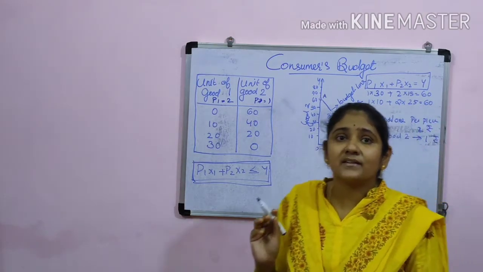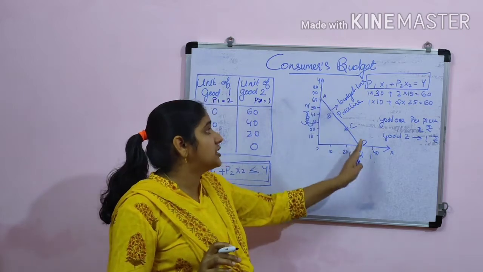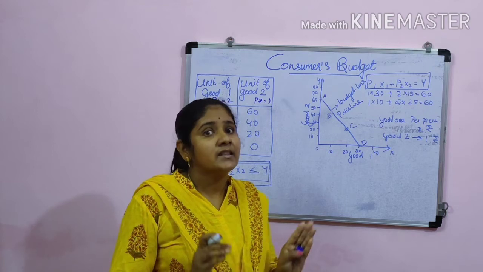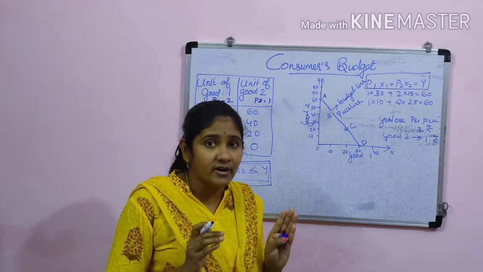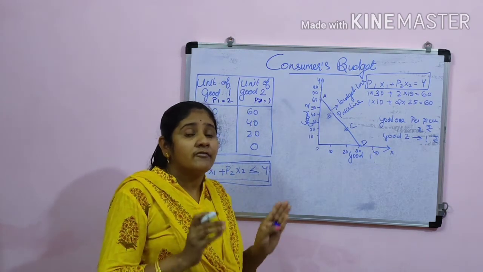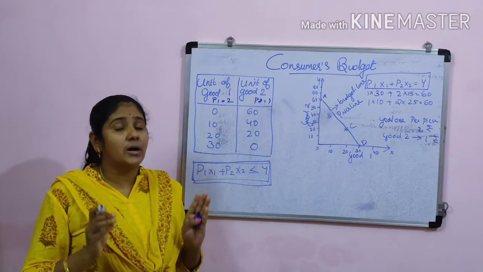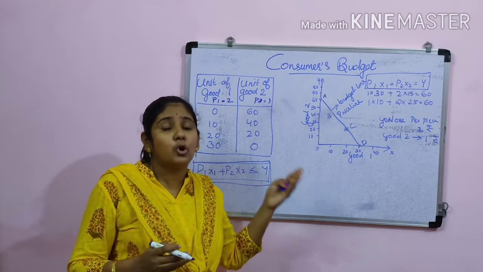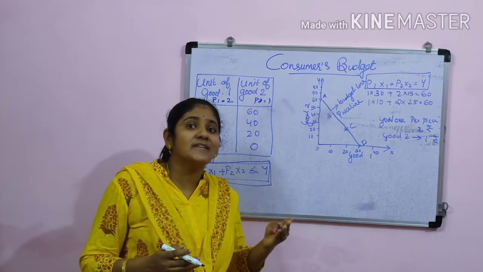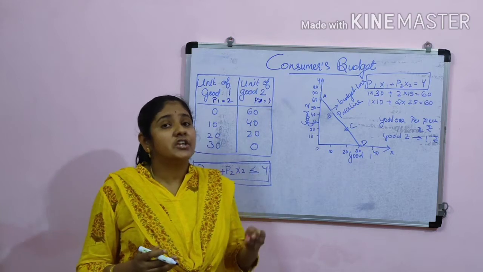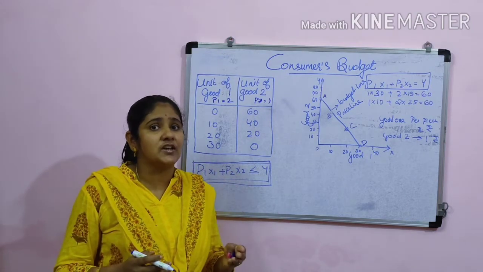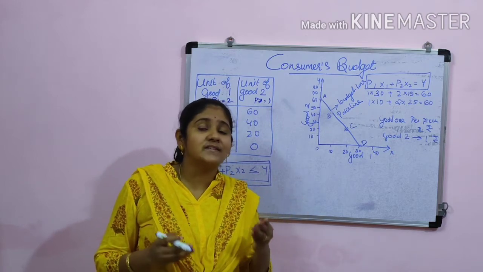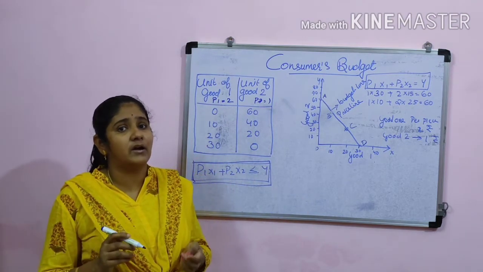So what are we explaining here? This particular line, the price line, shows the different combinations of two commodities. We can say these are attainable combinations of two commodities X and Y, which the consumer is able to purchase when the income and the prices of the commodities remain constant.